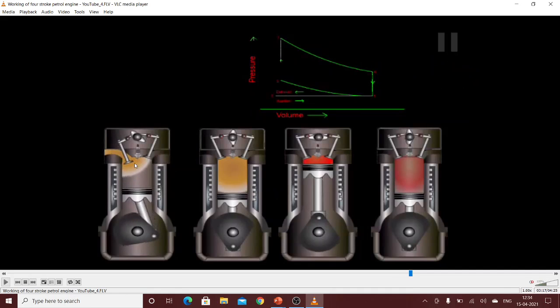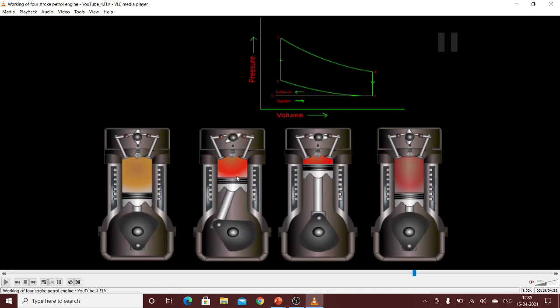Again, you can see in the first stroke, the inlet valve is open, the exhaust valve is closed, and the air-fuel mixture is taken inside the cylinder. In the second stroke, both valves are closed, and the piston moves from BDC to TDC. It compresses this mixture, and when it reaches TDC, the spark plug ignites the spark. In the third stroke, due to ignition of the spark, fuel is burned, and due to burning of fuel, power is produced, so the piston moves from TDC to BDC again.